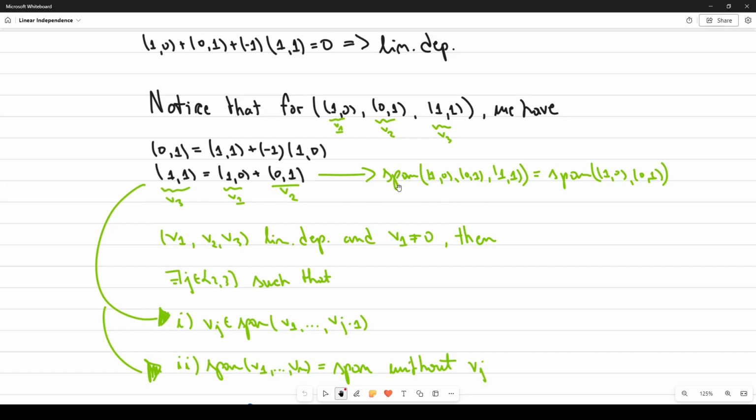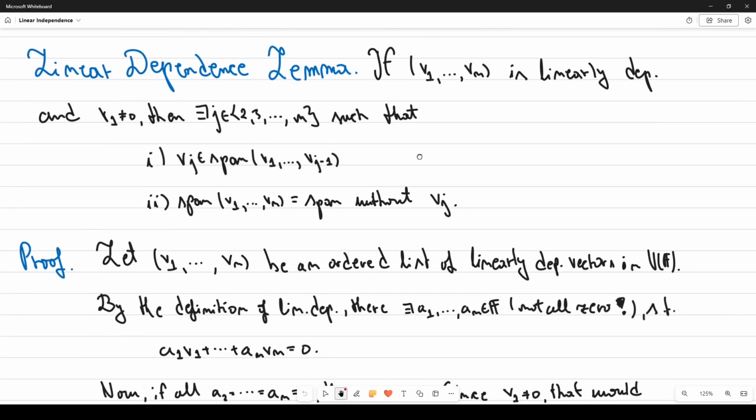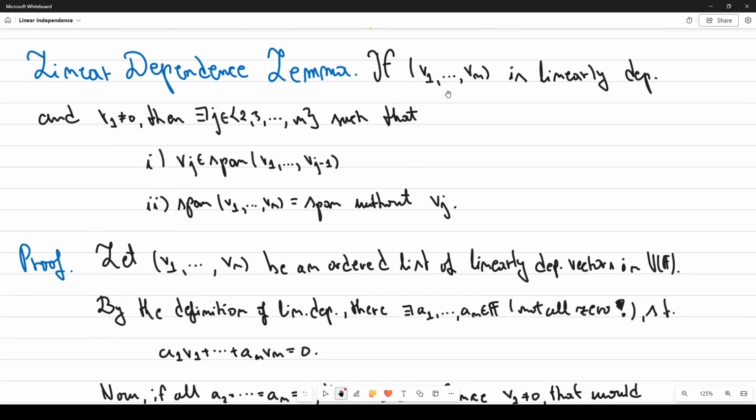So the span of our original three vectors is the same as the span of these two vectors after I have removed v3. So now we state formally this observation. If we have some ordered list of vectors that is linearly dependent and the first vector is different from 0, then there exists some index j from the set 2, 3 all the way to n, such that the vector vj belongs to the span of all the vectors that come before it, and the span of the original list is equal to the span without that vj in the list.